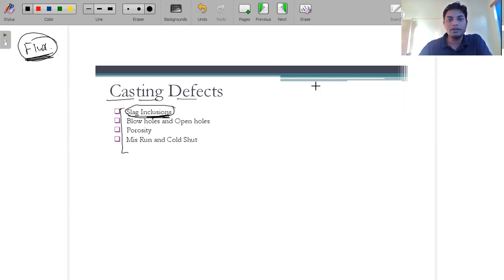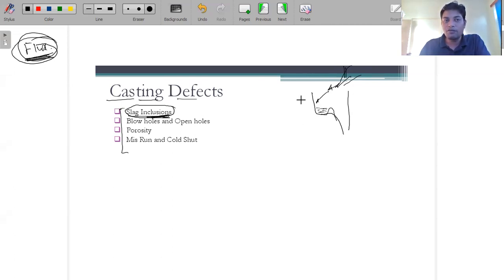For example, this is a pouring basin, and here we are using the ladle. When we are filling the molten material through the ladle, we have to keep in mind that we have to use some kind of filter over here. And also, if you see the geometry of this pouring basin, when you are filling this molten material, the flux will not melt, because it is a kind of refractory material.